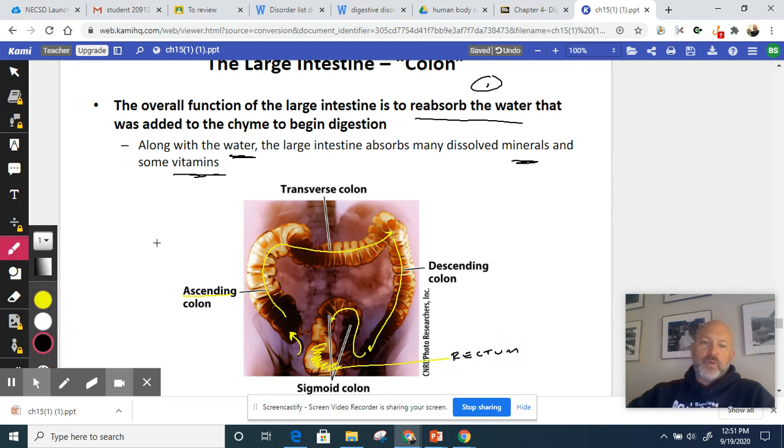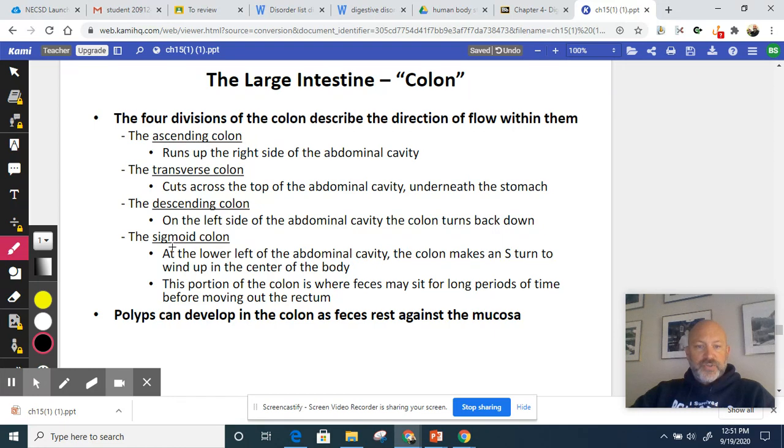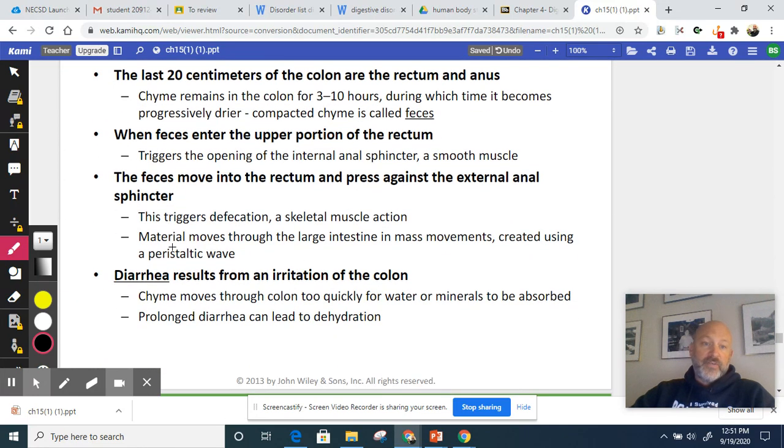Now, because we're reabsorbing water here, if the chyme travels through here too quickly, not enough water will be taken out. And the result will be diarrhea, right? So if there's an irritation of the colon, the chyme moves too quickly, so water isn't being absorbed. However, the opposite problem happens when too much time is being spent inside the colon, too much water is being removed, and then the feces becomes hard, leading to constipation. Right?